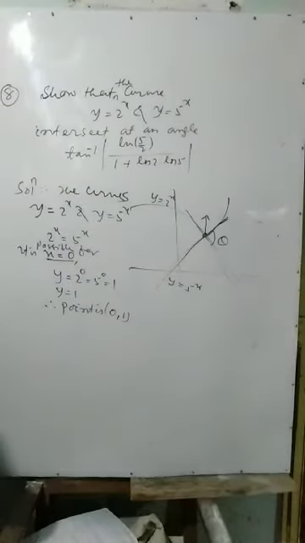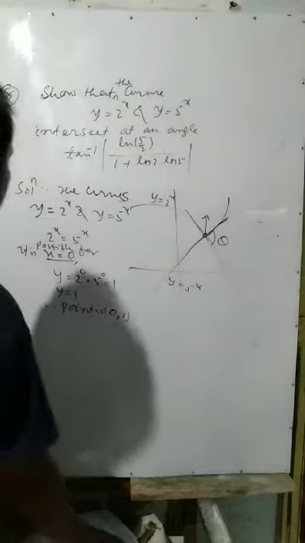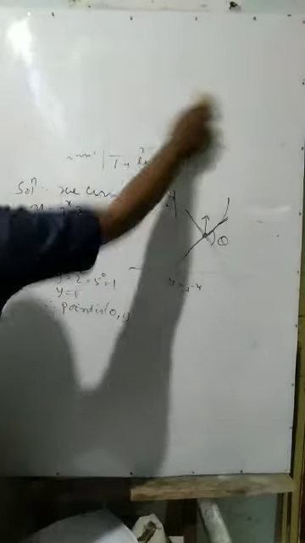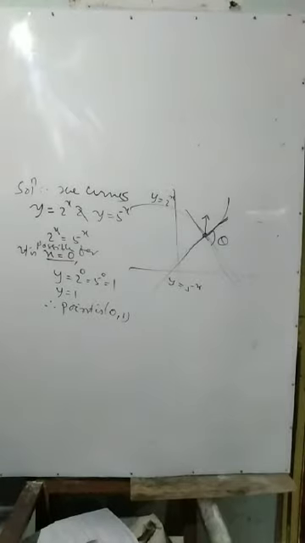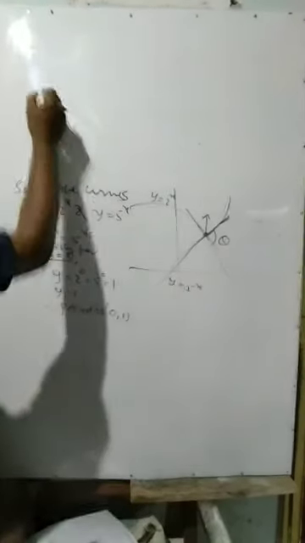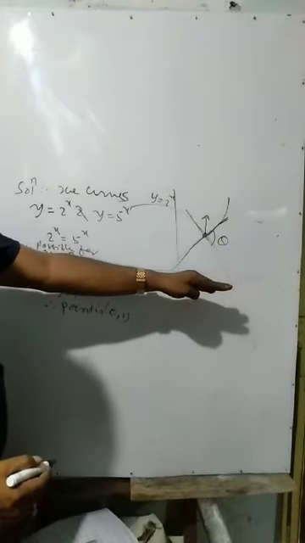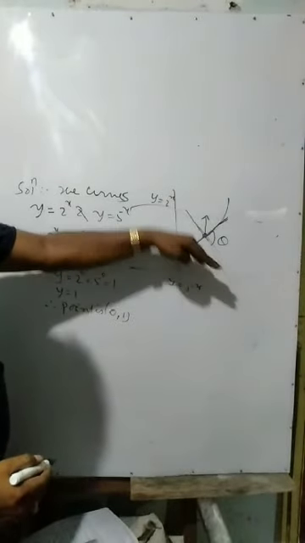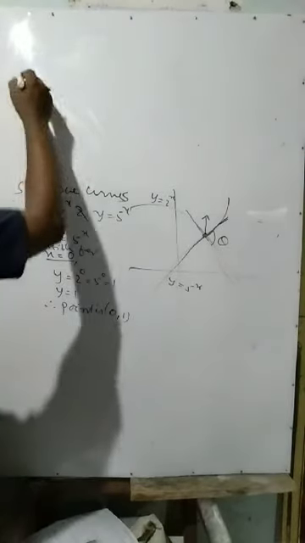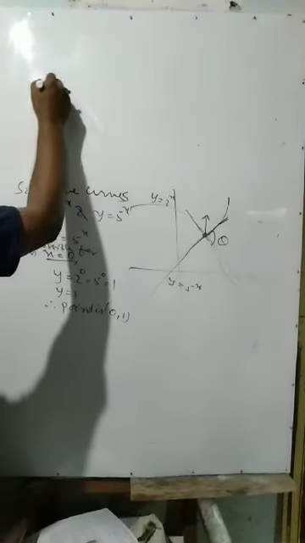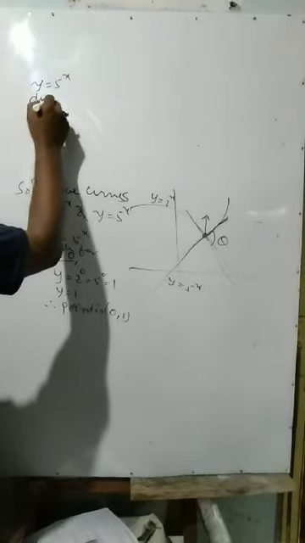This one we have to prove. So now we will find the slope dy by dx, the tangent slope. Now look: y equal to 5 to the power x, then dy by dx equal to m1.